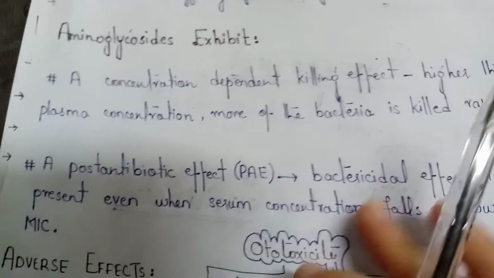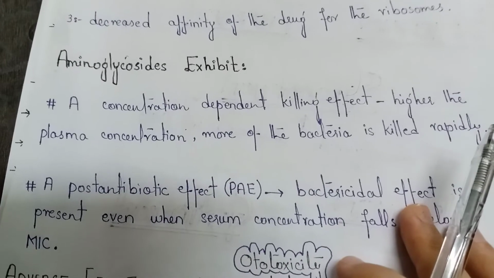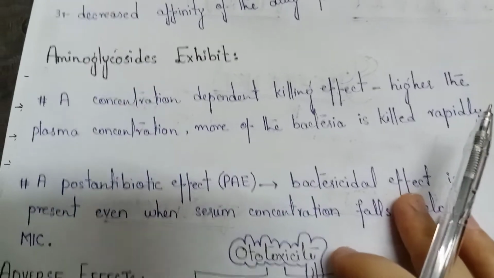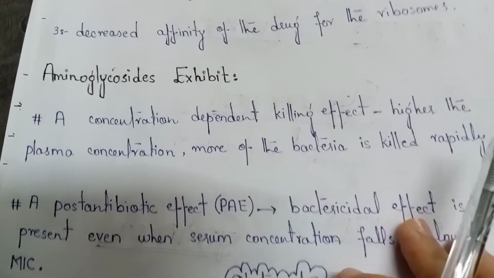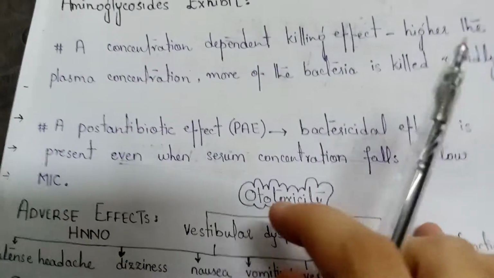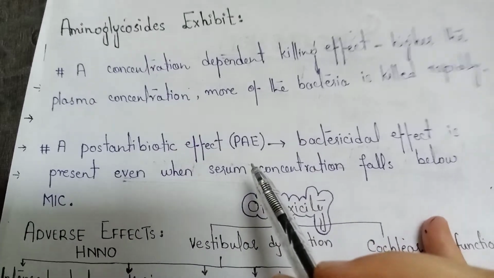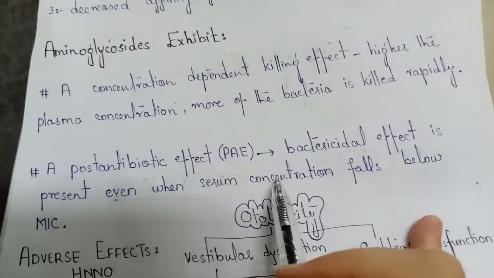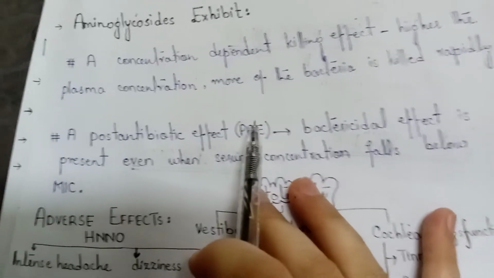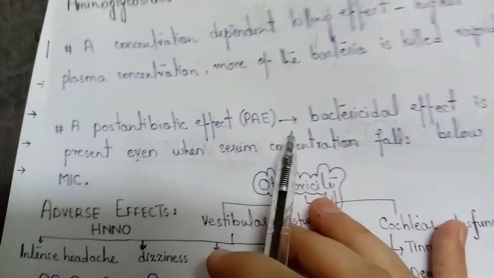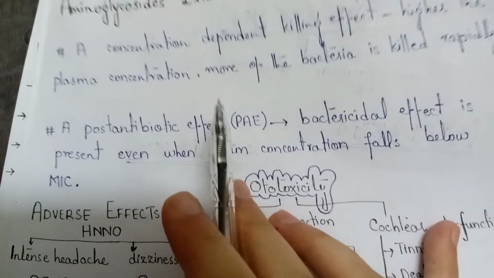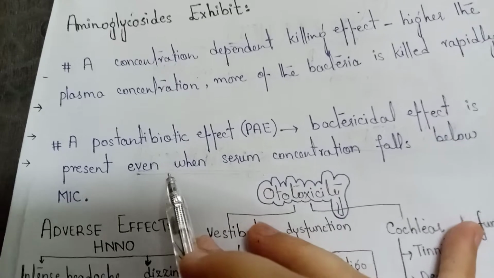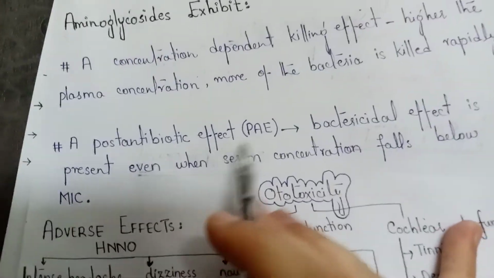Okay, now here two things: aminoglycosides are concentration dependent, meaning the higher the aminoglycoside concentration is, the more bacteria it will kill. And the other thing is that they show post antibiotic effect, meaning the bactericidal effect is present even when serum concentration falls below the minimum inhibitory concentration. Meaning if the aminoglycoside concentration in the serum falls below the MIC, it will still show its effect.